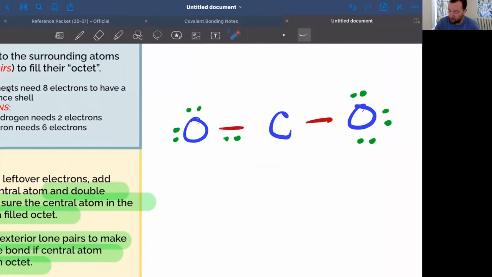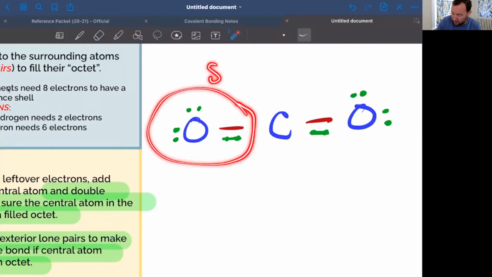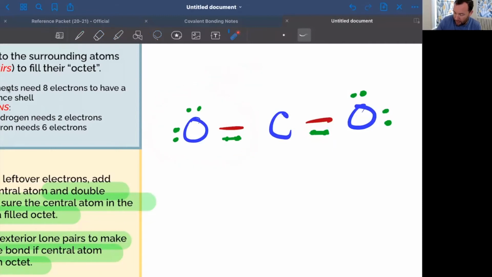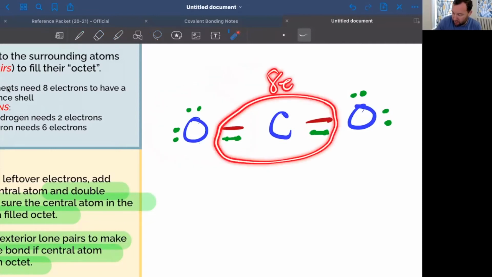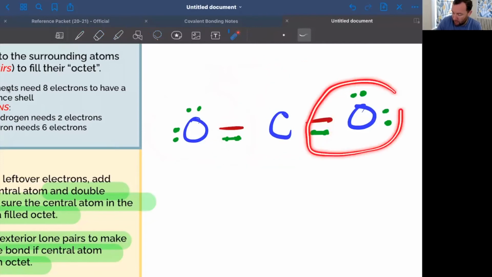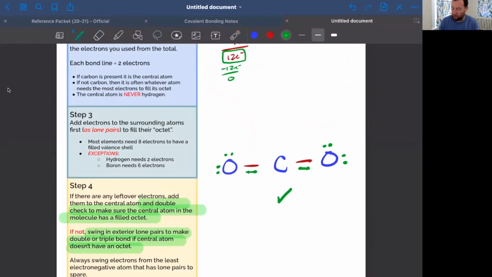And what I'm gonna do is the same thing again on the other side. I'm gonna have one oxygen share and increase its sharing of electrons, and then the other oxygen increase its sharing. So now I'm gonna make these straight lines to represent the bond. There and there. So now I have 8 electrons around the oxygen there, 8 electrons around the oxygen there, and 8 electrons around the carbon. And I am done. That is the Lewis structure for CO2.